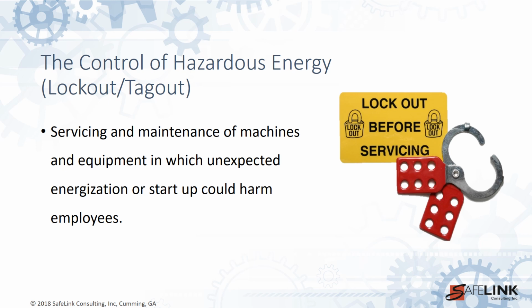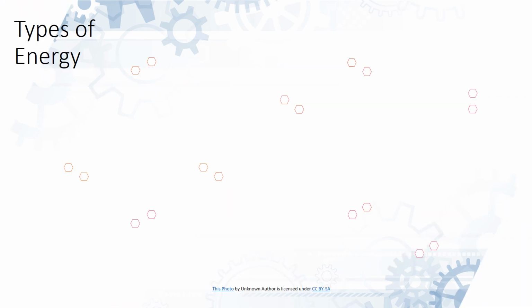This standard covers the servicing and maintenance of machines and equipment in which the unexpected energization or startup of the machines or equipment or release of stored energy could harm employees. This standard establishes minimum performance requirements for the control of such hazardous energy. This slide shows various types of energy that may need to be locked out or tagged out.